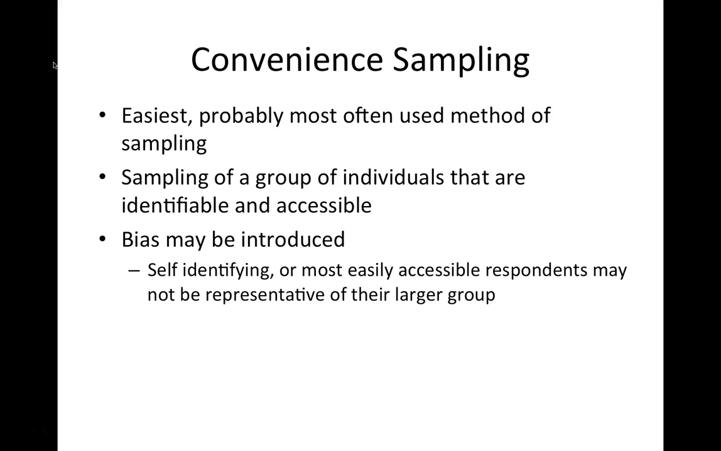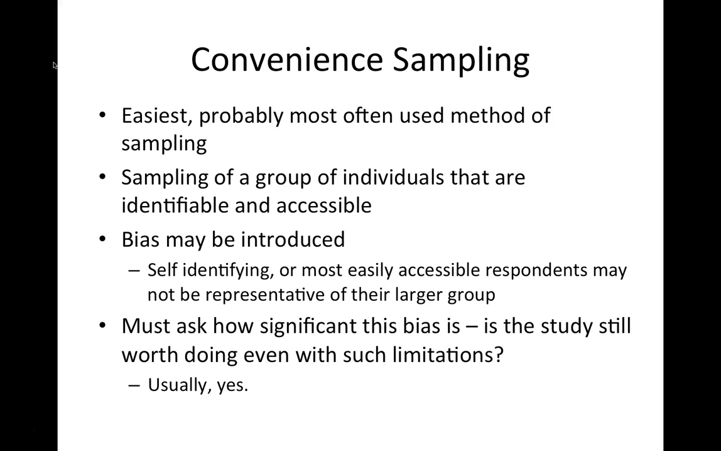And so even if we think about the research that's conducted on college students, those are often a very particular kind of college students. So obviously a lot of bias can be introduced. And often we have to think about how significant that bias is.